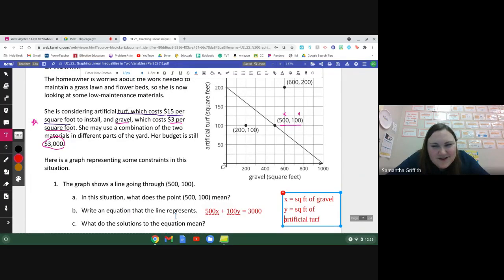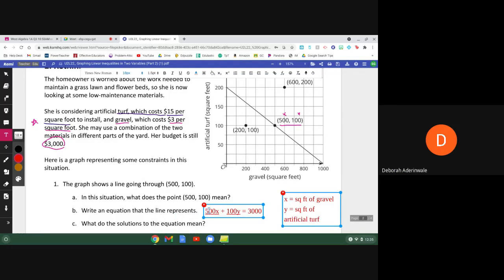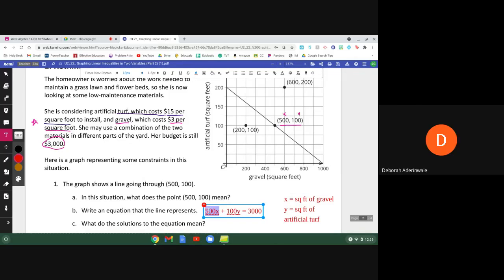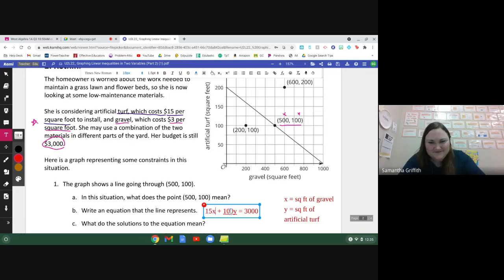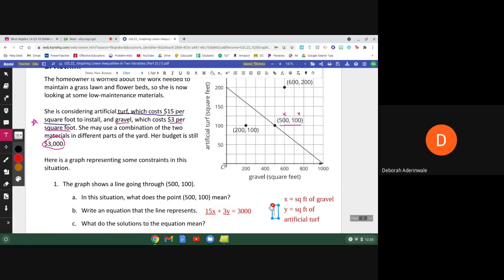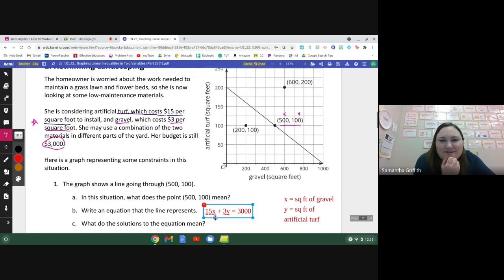Look at that equation again. If I'm multiplying the square feet of gravel by 500, that's expensive. Sorry, I just read it now. Which cost is 15? 15 times x plus 3y equals 3,000. Sorry. Tell me how you're getting that. Where are those numbers coming from?